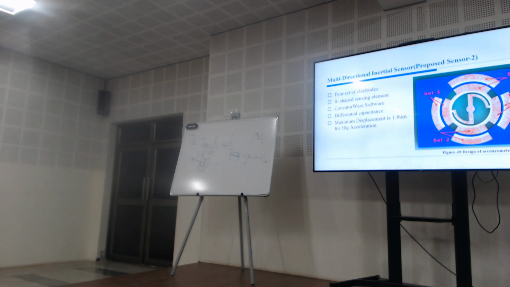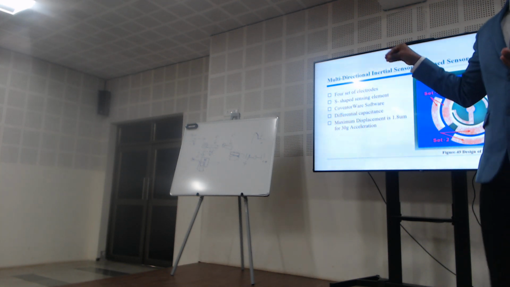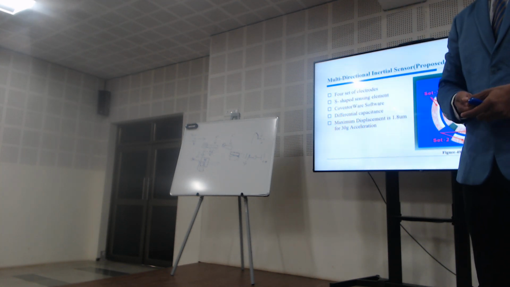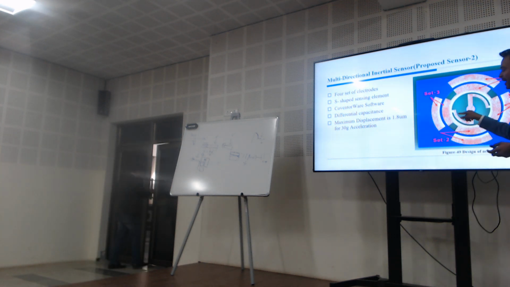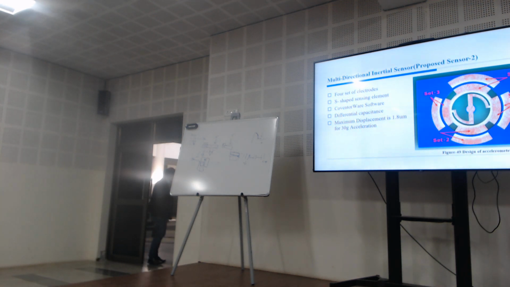See, this is my fixed part. This is my substrate. These four electrodes are on the substrate only. This is a completely separate structure in the middle. It can't be fixed. For example, if you fabricated this, it will come out from the wafer. This complete part will come out from the wafer.